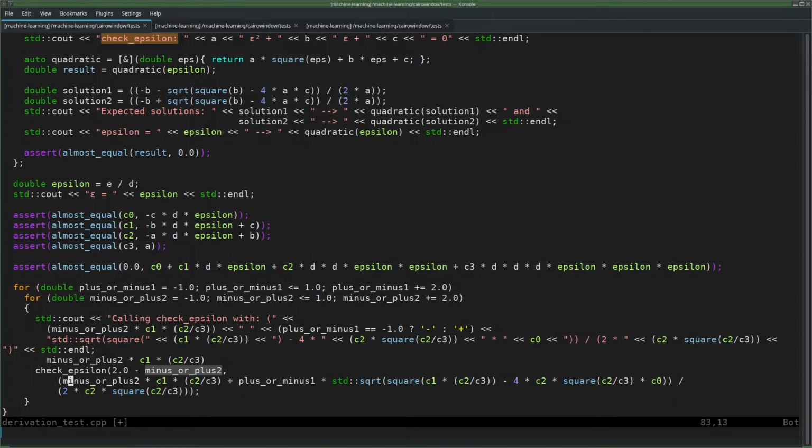Minus or plus 2 times C1 times C2 divided by C3. Plus or minus 1 times the square root of, and then again the square of that is also good. Minus 4 times. Yeah, let's put the C0 up front. Well, it's 4AC, that's why I had it like this.